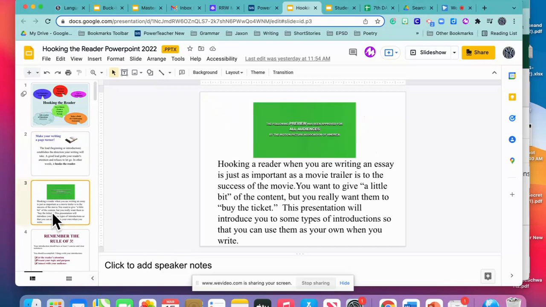Hooking a reader when you're writing an essay is kind of as important as a movie trailer is for a movie to be successful. You want to give a little bit of the content so that they buy the ticket, but you don't want to give it all away. So again, this presentation is going to highlight some of those types of introductions so that you can grasp their attention and get them to buy the ticket to your movie, essentially your essay.